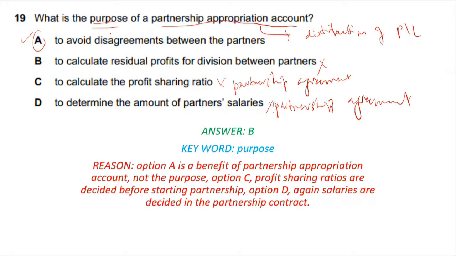So the reason why we have appropriation account is to have the record of how profits have been distributed and how losses have been distributed among partners in order to avoid any future fights or disagreement among partners. So the answer to multiple choice 19 is option A.